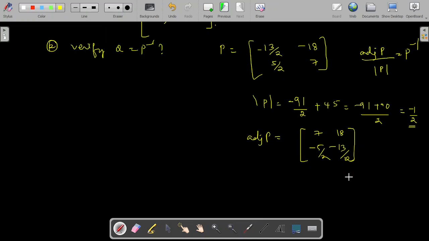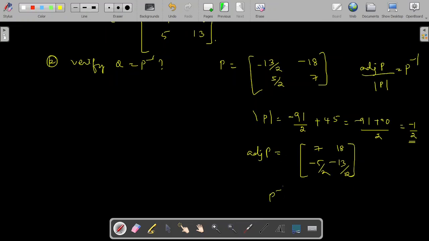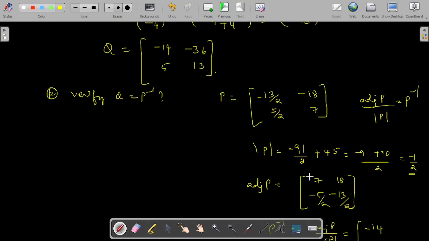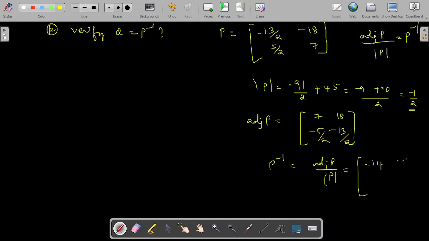Now divide this adjoint by minus 1 by 2. So P inverse is adjoint of P divided by determinant of P, which is 7 divided by minus 1 by 2, which is minus 14. 18 divided by minus 1 by 2 gives you minus 36. Then 5 by 2 divided by minus 1 by 2 is 5. Then the last one is 13. So Q equals P inverse. This is how we find the matrix of change of basis.